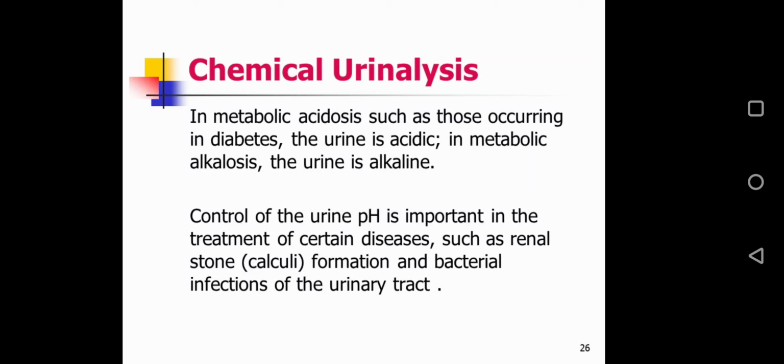In metabolic acidosis, such as occurring in diabetes, the urine is acid. In metabolic alkalosis, the urine is alkaline. The urine pH is important in the treatment of certain diseases, such as renal stone formation and bacterial infections of the urinary tract.